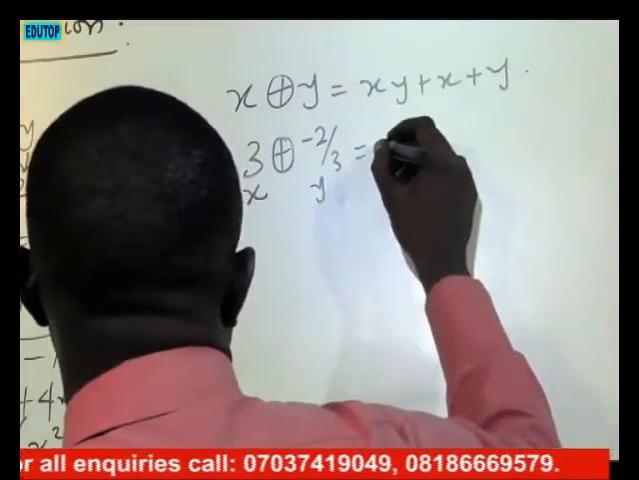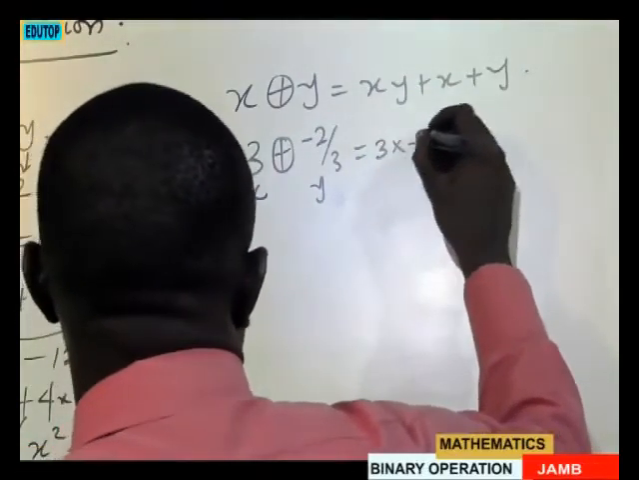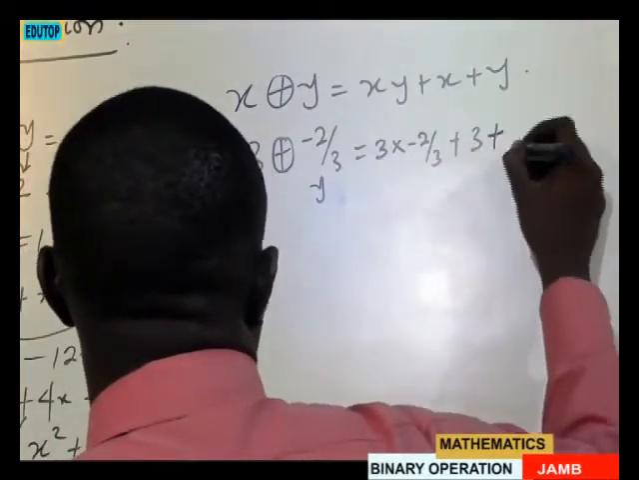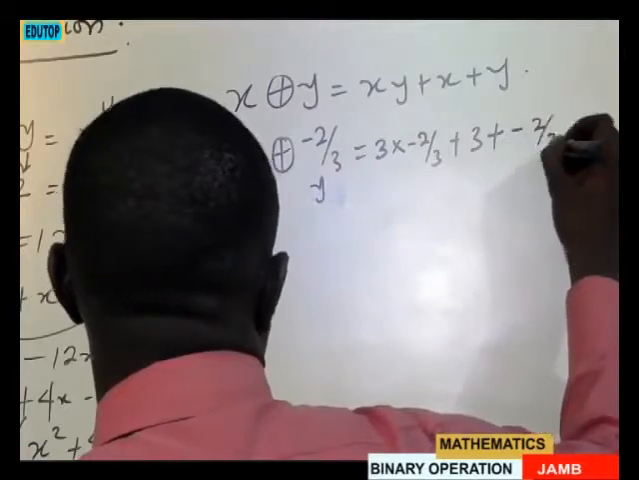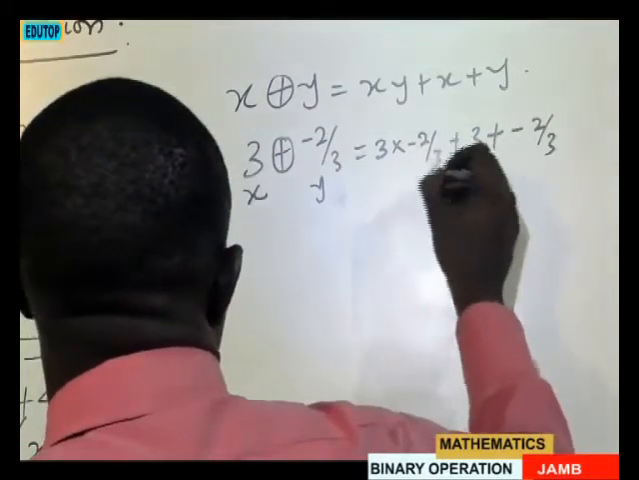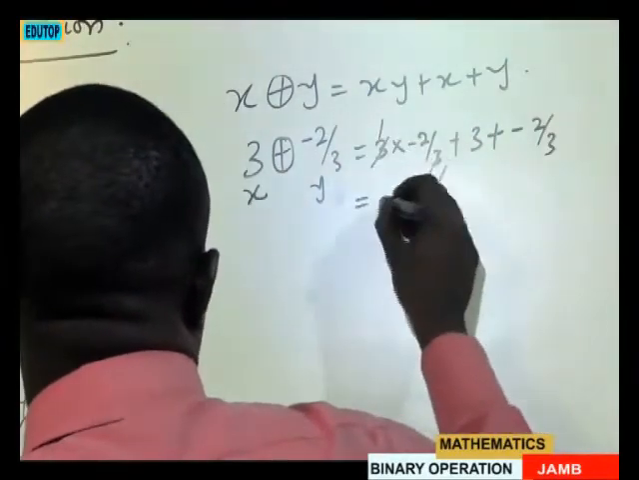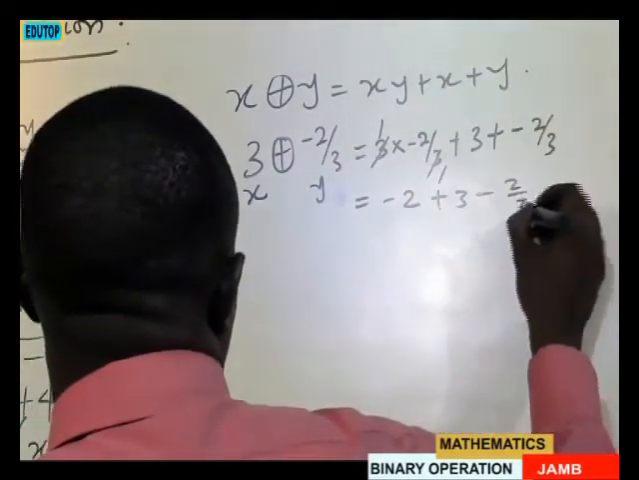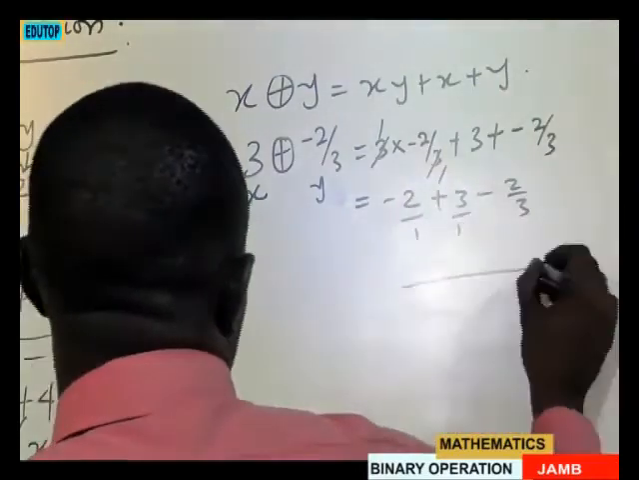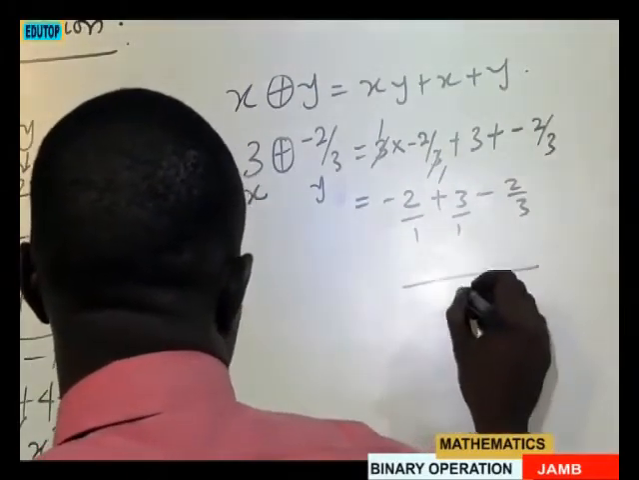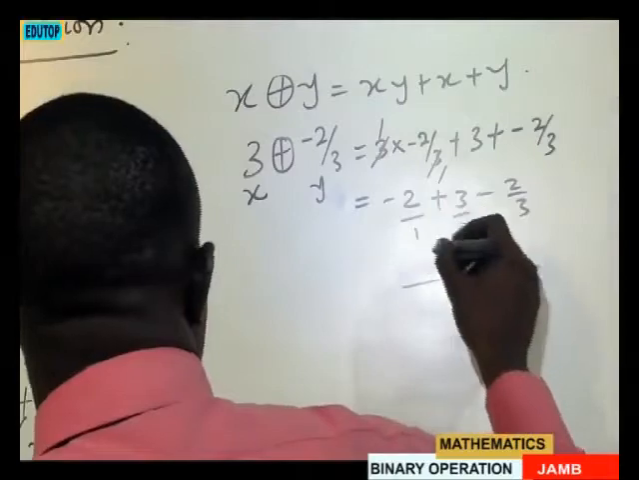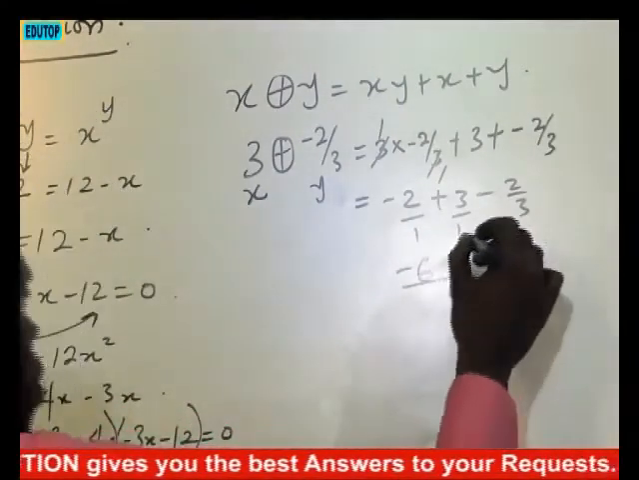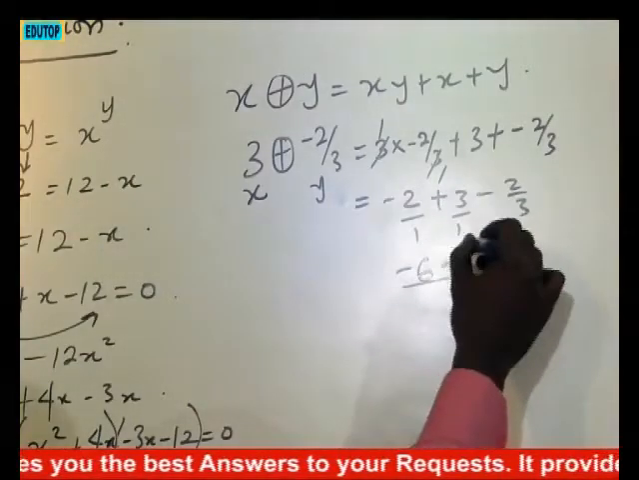So this is x here. That will be 3 times minus 2 over 3, plus x, 3, plus our y, minus 2 over 3. In this situation, we have 3 here, 1, 3 here, 1. So 1 times minus 2, minus 2, plus 3, plus times minus, minus 2 over 3. So let's make everything a fraction, and we look for the LCM. What is the LCM in this regard? It will definitely be 3. 3 times minus 2, minus 6, plus 1 in this, 3, 3 times this, 9.